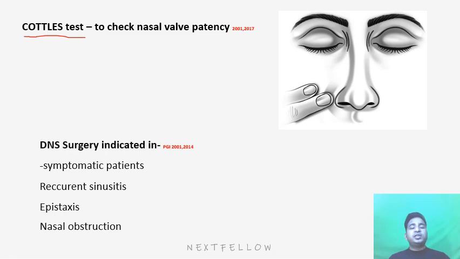If the patient has a history of recurrent sinusitis because of blockage of the osteomeatal complex as a result of deviated nasal septum, in that case we can go for surgery. Then epistaxis: if the patient has nasal bleeding and on nasal endoscopy we find a sharp spur, we can go for surgery. Then nasal obstruction which is not getting better on medications, in that case also we may need to correct the septal deviation.